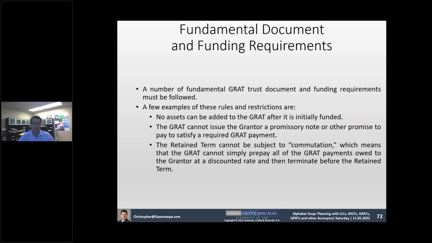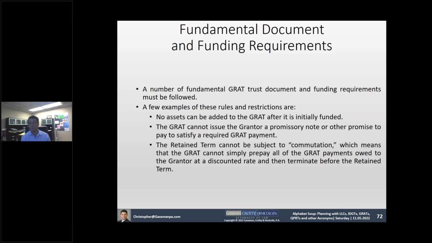For example, once the GRAT is funded, it cannot be funded again with subsequent contributions. Additionally, the grantor cannot receive a promissory note from the GRAT in exchange for one of the payments being satisfied. So if I put $1 million into a GRAT and it says every year for 4 years I'm supposed to get $275,000 back, well, the trustee of the GRAT can't say, well, Chris, we're going to pay you a promissory note of $275,000 to satisfy the trust payment. It just doesn't work under the GRAT rules.